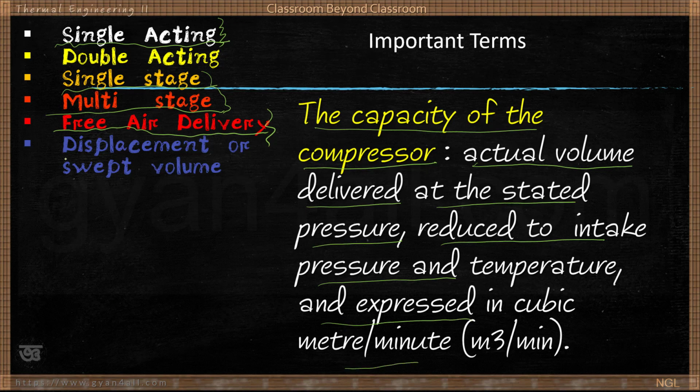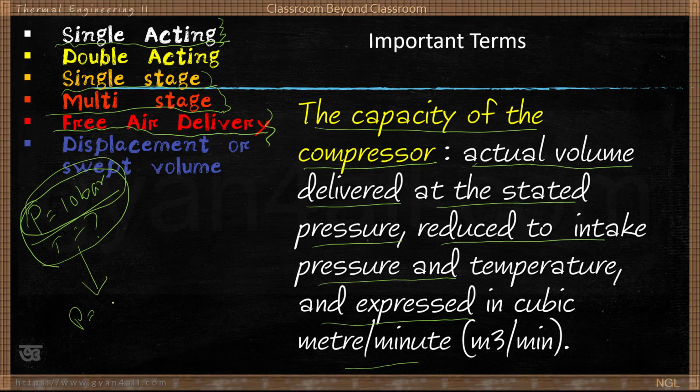So what does it mean? Actual volume delivered at the stated pressure. A compressor is designed for a particular pressure, say P equal to 10 bar or so, anything. Just for example, I am taking this number. So P is 10 bar. After compression, the pressure will be 10 bar, but the temperature will increase.